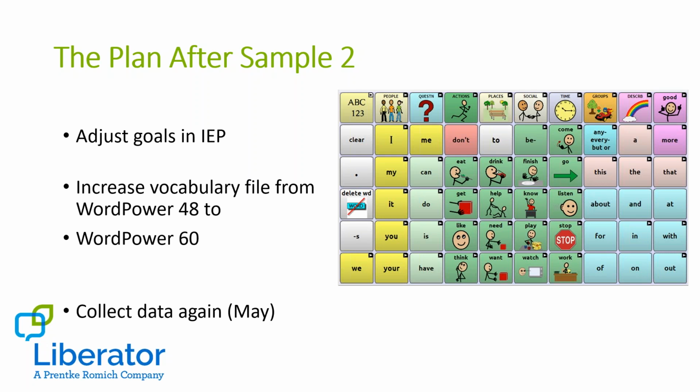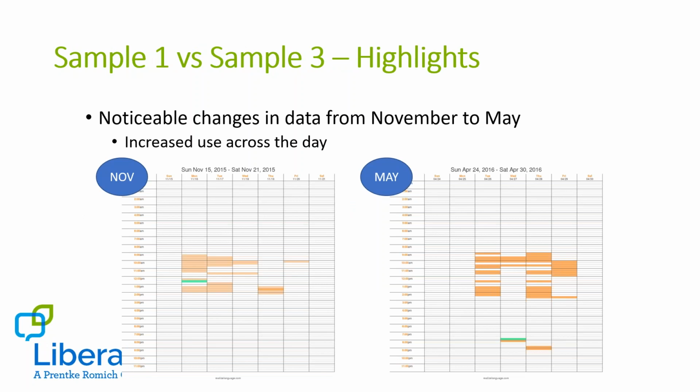And then after that, they decided to collect data again in May, so would be their third term. So this is where the data is really nice to compare where we were to where we are. The November sample is sample 1. And if we look at the May, so sample 3, we can see a huge increase across the later half of the week. He's using the device a lot on a Thursday, whereas in the first sample, he was barely using it.